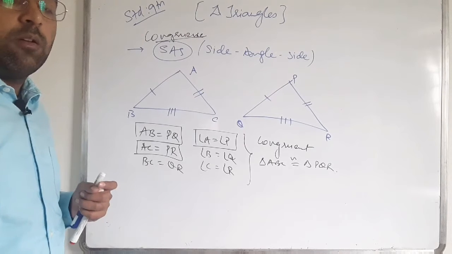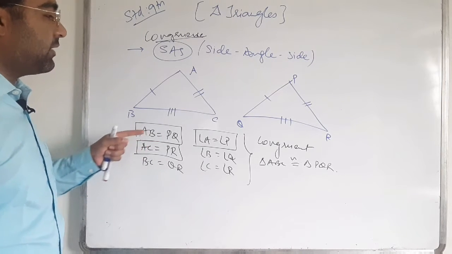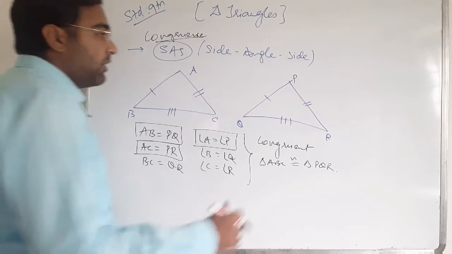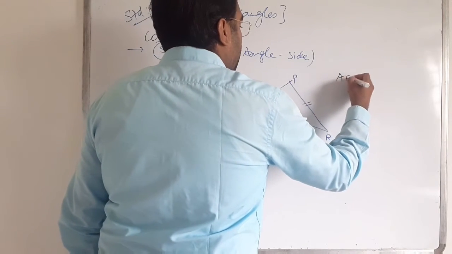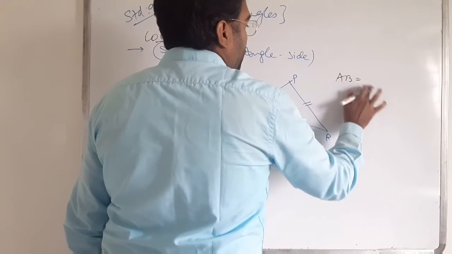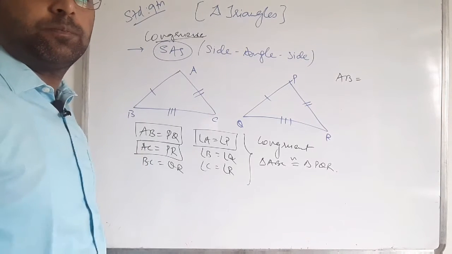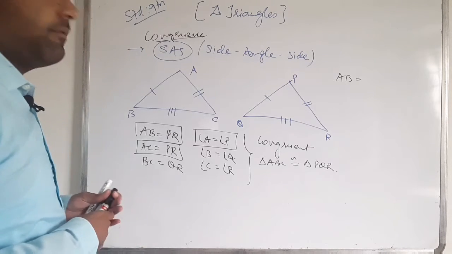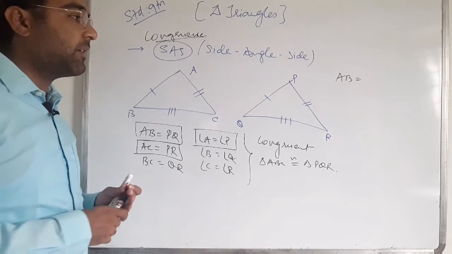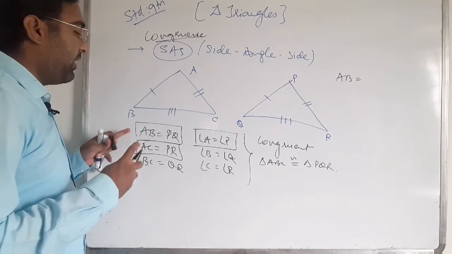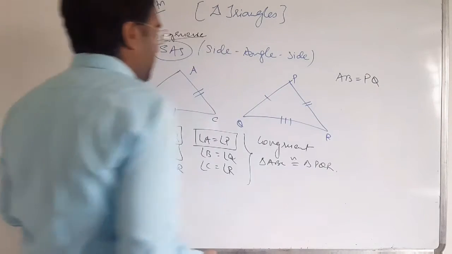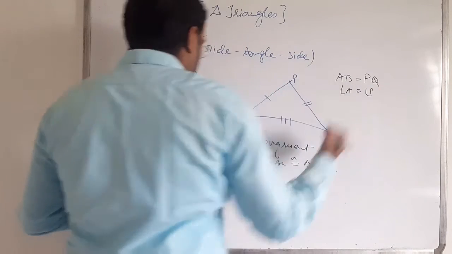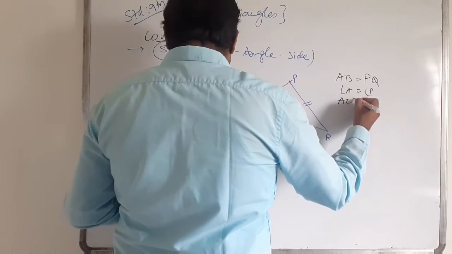We have to take AB equal to PQ, AC equal to PR, and angle A equal to angle P. We have seen that if we take side-angle-side congruency, then AB is equal to PQ, one side is equal, angle A is equal to angle P, and one more side, AC, is equal to PR.